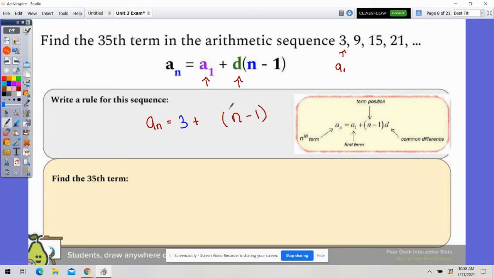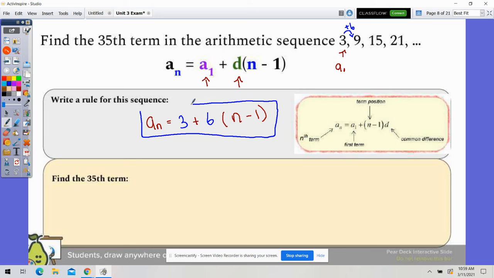Our common difference. What are we adding to get to the next term? So we go from 3 to 9, from 9 to 15, and 15 to 21. So here I see that we're adding 6 each time. So our common difference is 6. So this is our general rule.